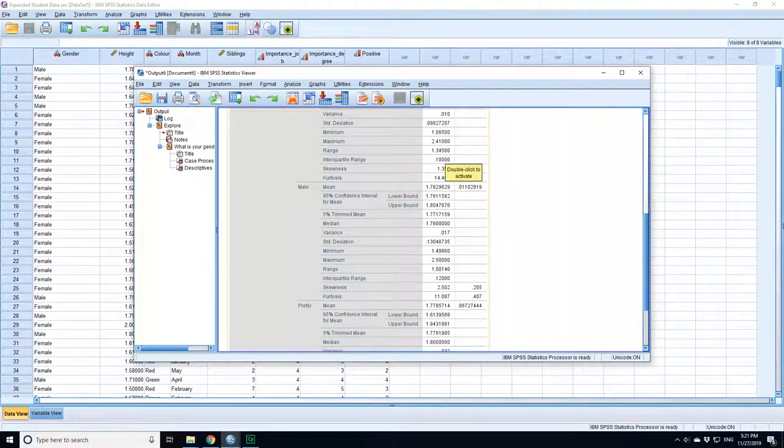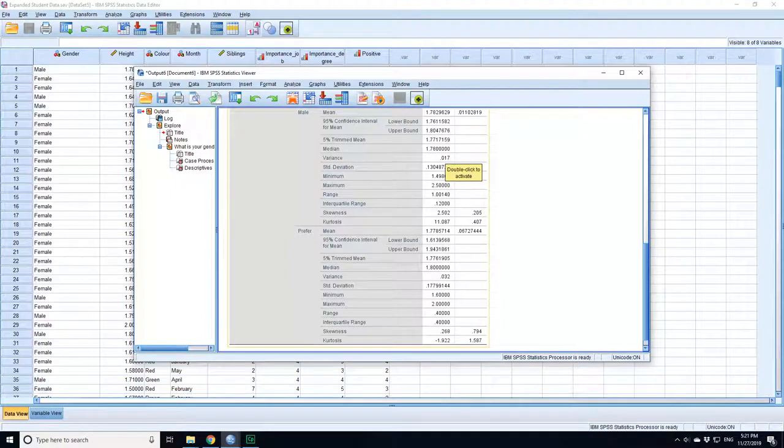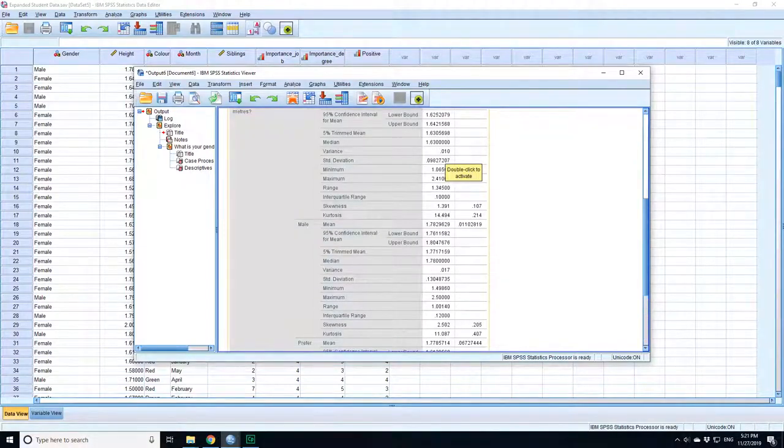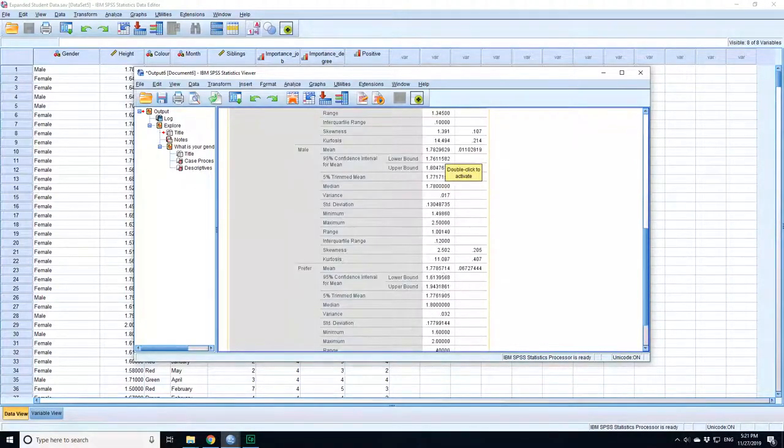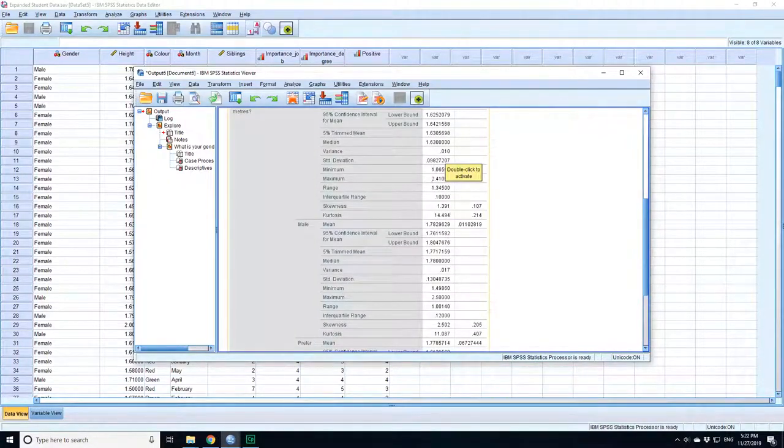For the prefer not to say, the confidence interval is much wider because the sample size is much smaller. There's only 7 people in that particular data set. So in this case, there's going to be a lot of overlap with the other confidence intervals, and you cannot say that they're definitely different to one another.